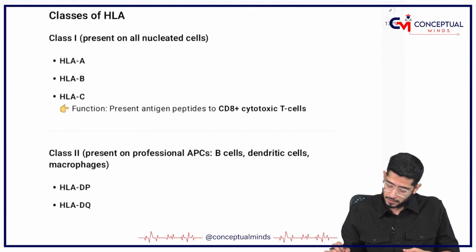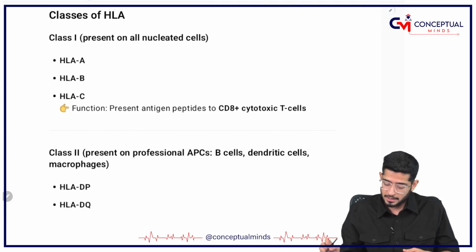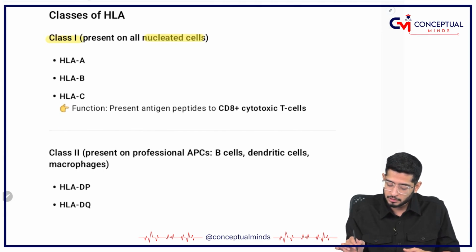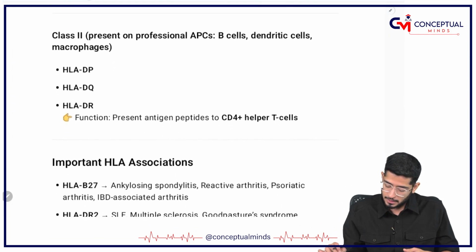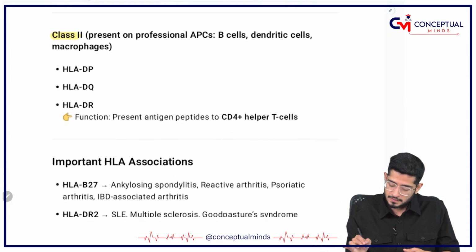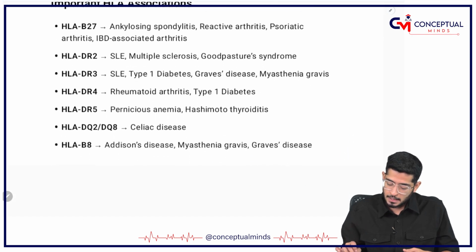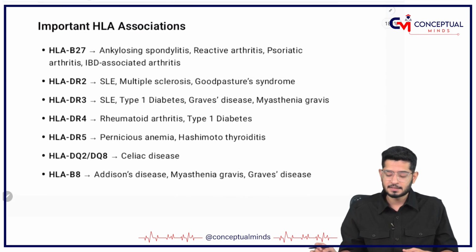Last part, very important part, coming on to HLA. So, remember HLA class 1 is going to be present on all the nucleated cells, like class 1 has HLA A, B and C, alright. This is the first one, and then you have got class 2 which is present on the APCs like HLA-DQ, HLA-DR, most important ones. What are the associations? So let's understand one by one and I'll teach you what are important.